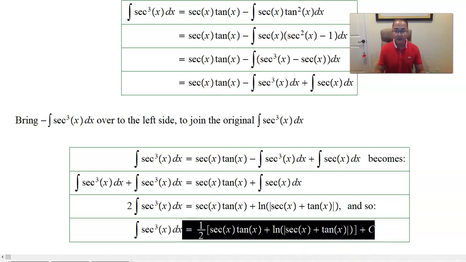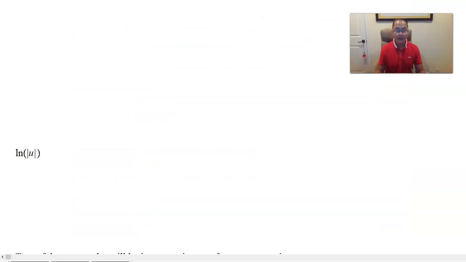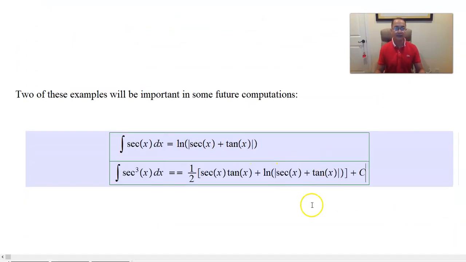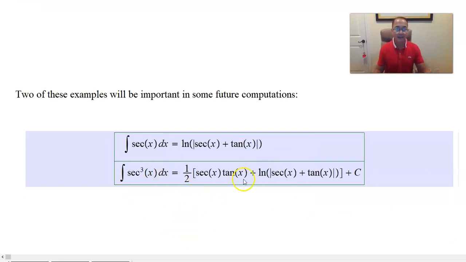So we have reached the end of our video, and we are going to save that final formula. Okay, there we go. So we have two important formulas. I will be reminding you of those in the next couple of videos. Integral for secant, ln of secant plus tangent, but for secant cubed, it's a little bit more complicated. But this thing is inside that formula.